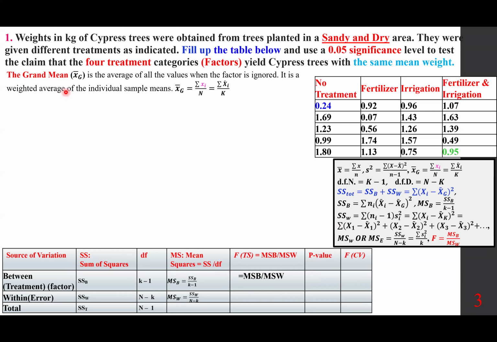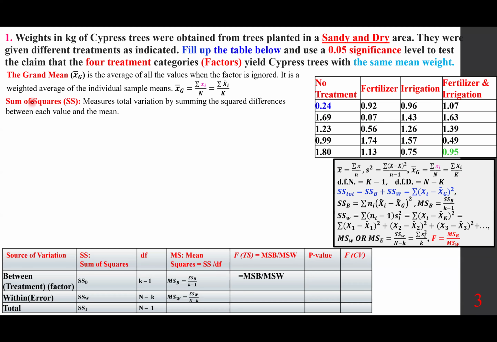The grand mean, x bar sub g, is the average of all the values when the factor is ignored. It is a weighted average of the individual sample means. So there are two ways to calculate it. One is just add them all up, it doesn't matter which group they belong to. Start from 0.24 all the way to 0.95, add them up and divide by the total sample size. The other one is that you average out the means for each group. Of course, if they have the same size, you just divide by k. If not, you have to do the weighted average if the sizes are not the same.